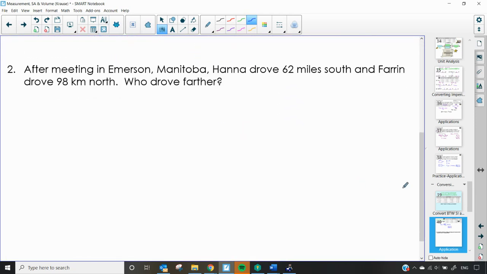Looking at our next question, it says, after meeting in Emerson, Manitoba, Hannah drove 62 miles south and Farron drove 98 kilometers north. Who drove further? So in this particular case, we're just comparing two values. So once we have them both in the same units, we'll know which one was further. So I'm choosing to convert miles to kilometers just because I understand kilometers better.